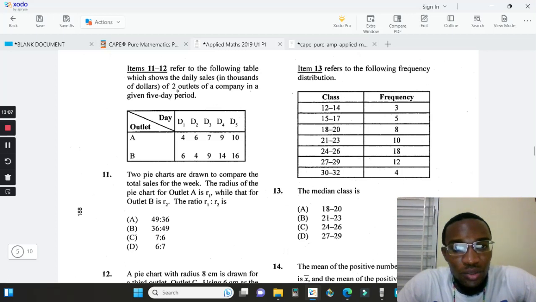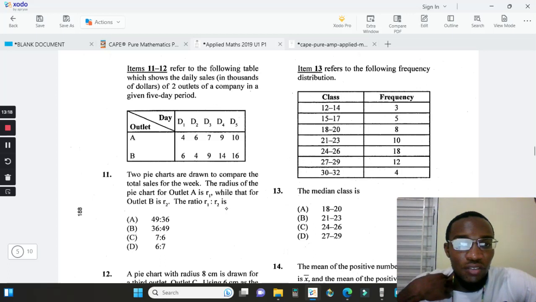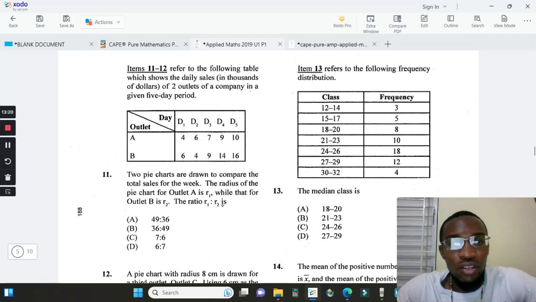This one now, do they repeat this one? No. Now it says 2 pie charts are drawn to compare the total sales for the week. The radius of pie 1 while the ratio of R1 to R2. So they're asking for the ratio of their radius. Now remember, if you add them, you get the circumference. Now 4, 6, that's 10, and 17, and 26, and 10 is 36. Add this one, we get 10, and 19, and 29, and 4 is 33, and 16 is 49.